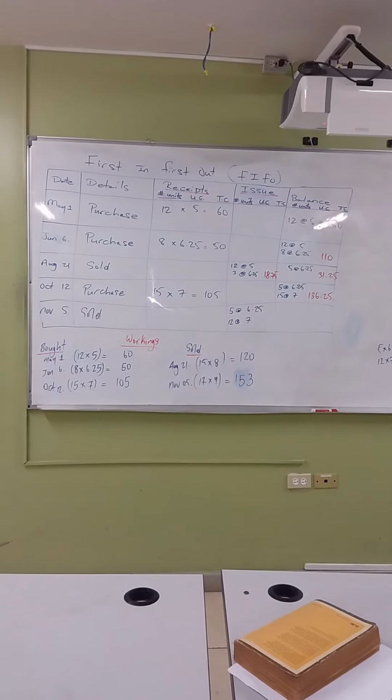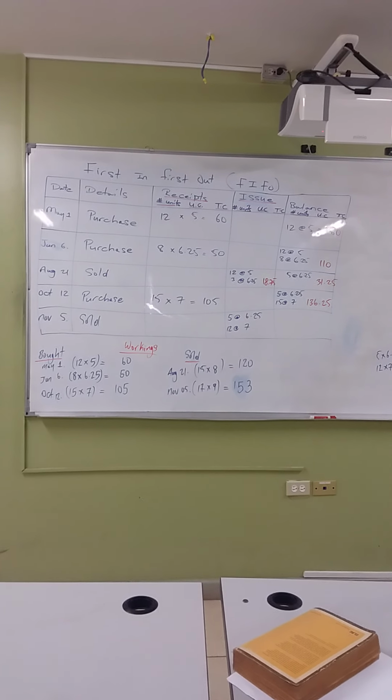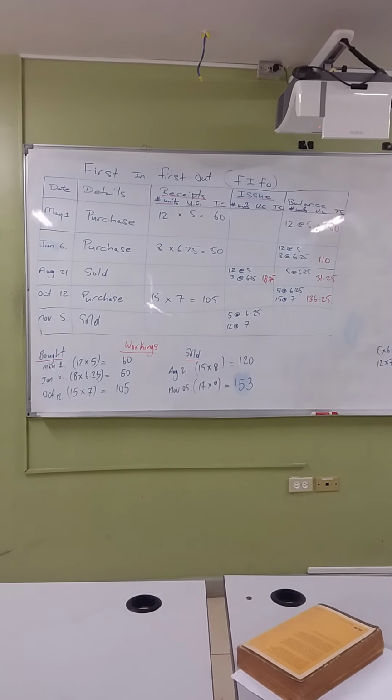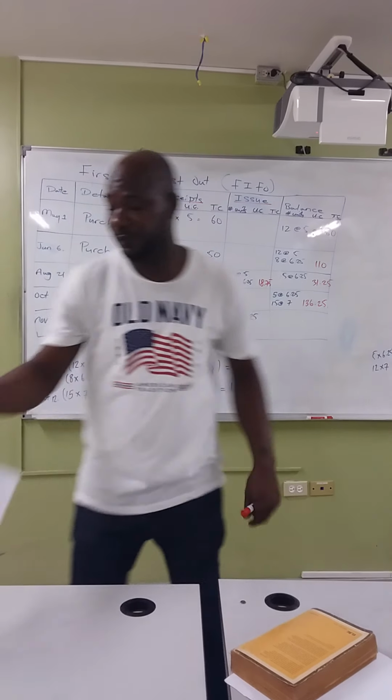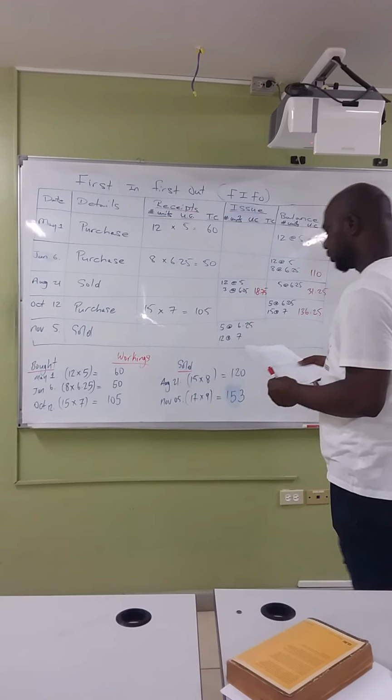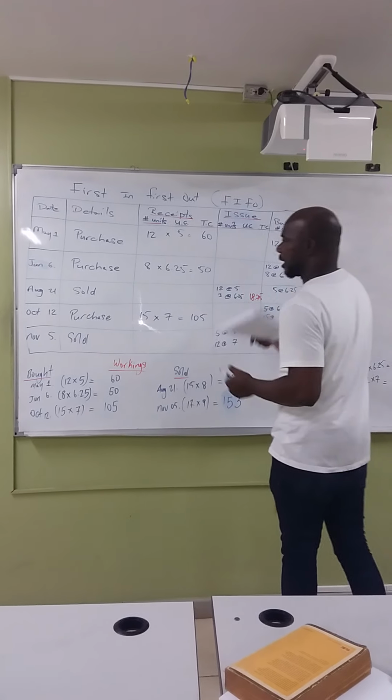Alright. So we're working the question now using the first in, first out method. Working the question using the first in, first out method. So what do we have here? May 1st. We had purchased.